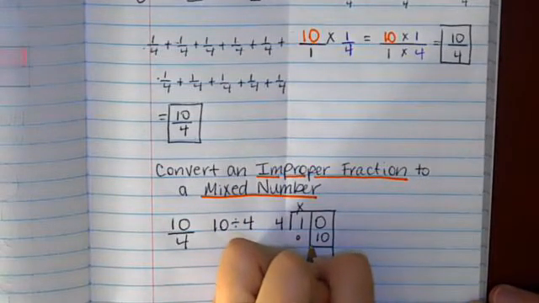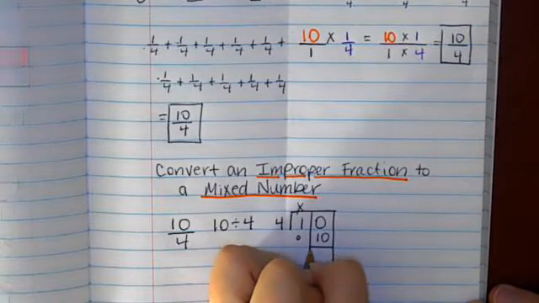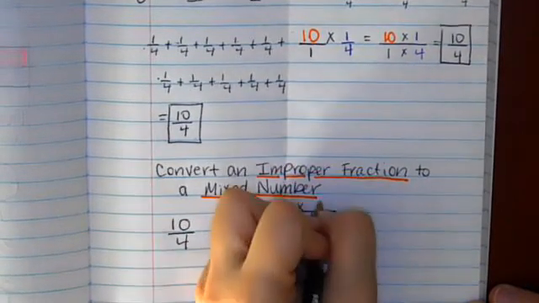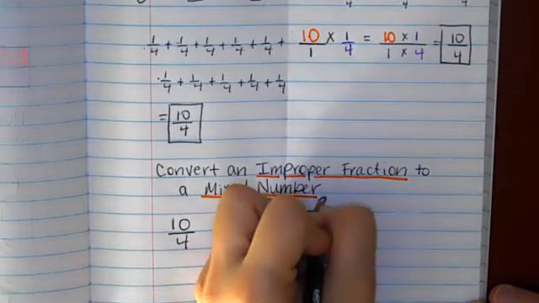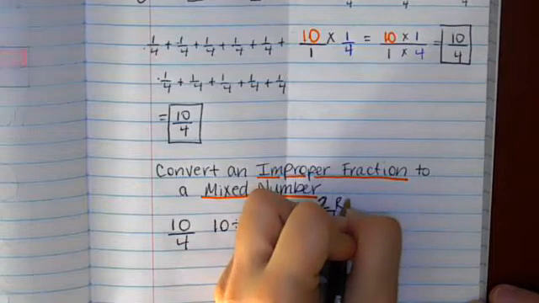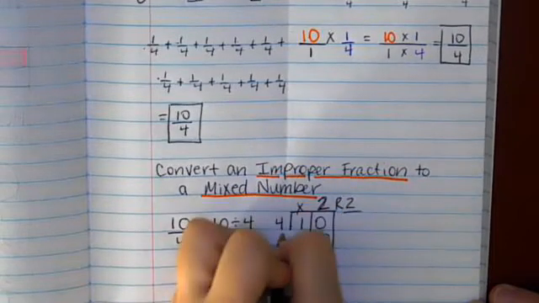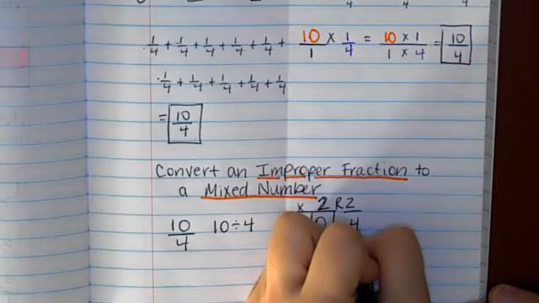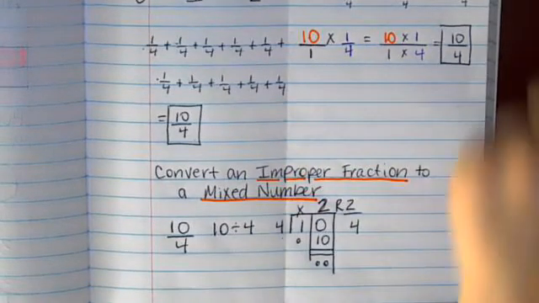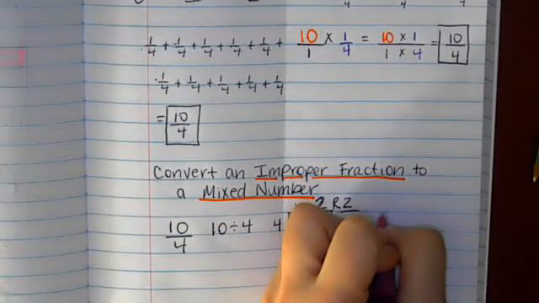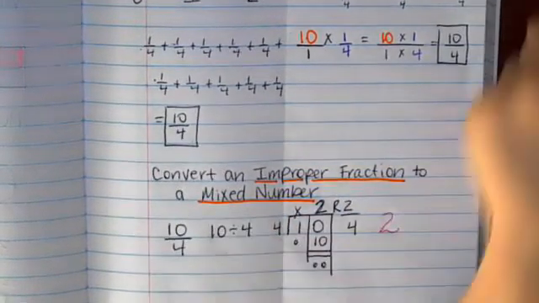Four times 1 is 4, 4 times 2 is 8, 9, and 10. I have 2 wholes and 2 left over out of 4 groups. So my amount would be 2 wholes and 2/4.